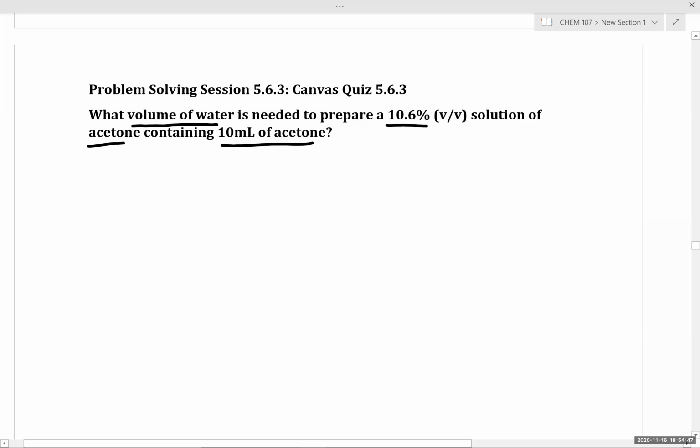What is V divided by V? That is representing volume over volume. Okay, thank you.